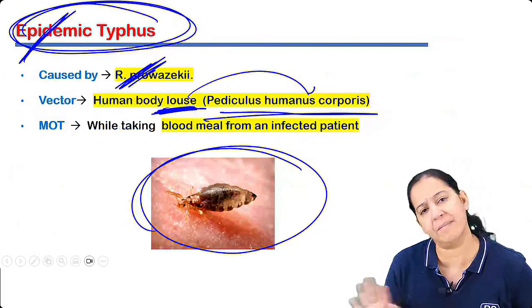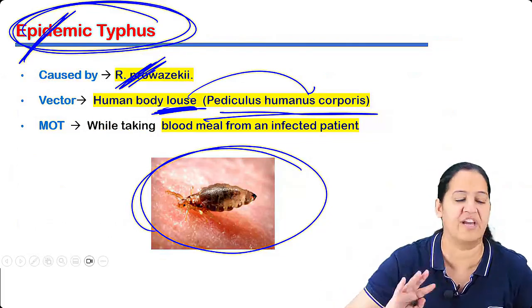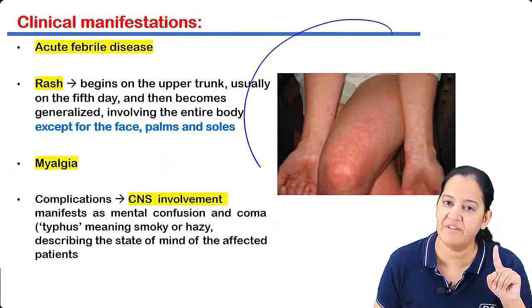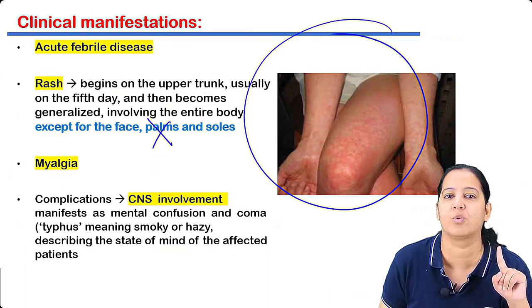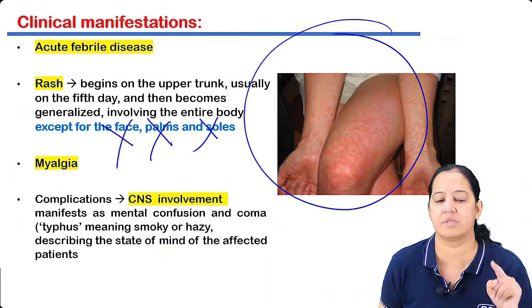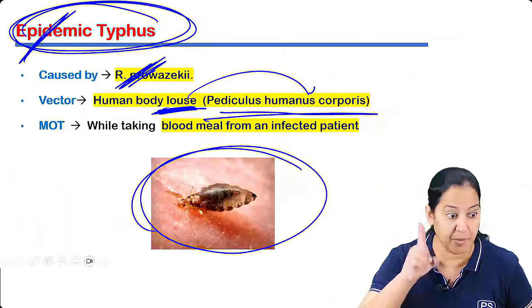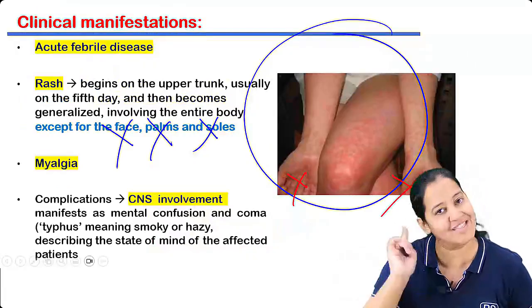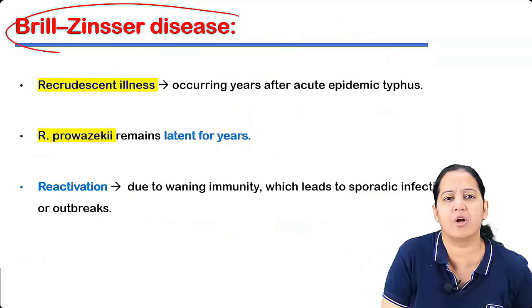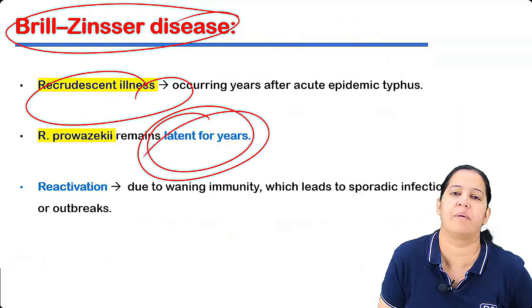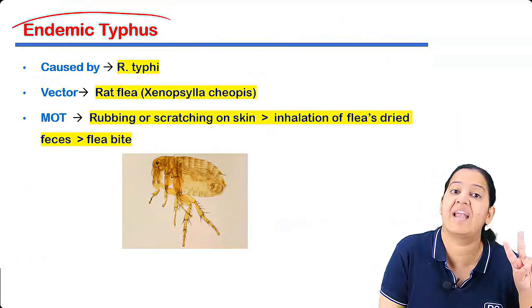Clinical features सब में rash होगा, लेकिन learn the peculiarity of the rash in each of them. Here rash is everywhere except palm and soles. Except face, palm and soles. No rash on the palms, no rash on the soles and face. I'm talking about the first one. Brill-Zinsser उसी का dormant form है, उसी का latent form है ना? Nothing extra.